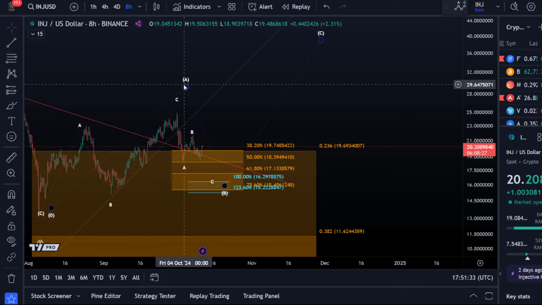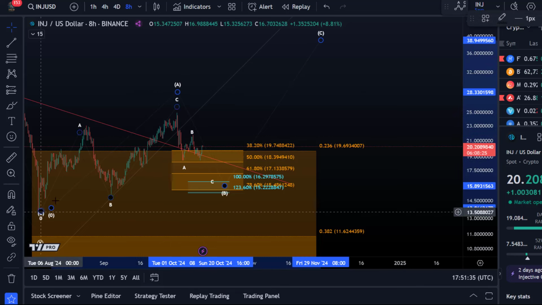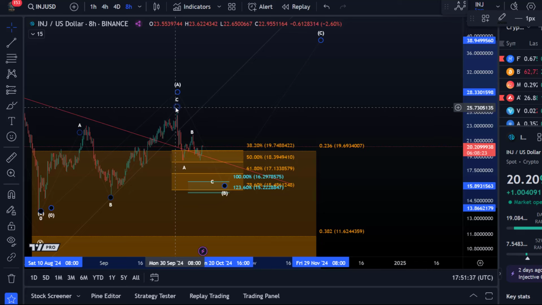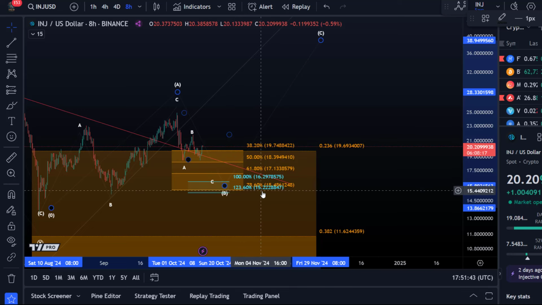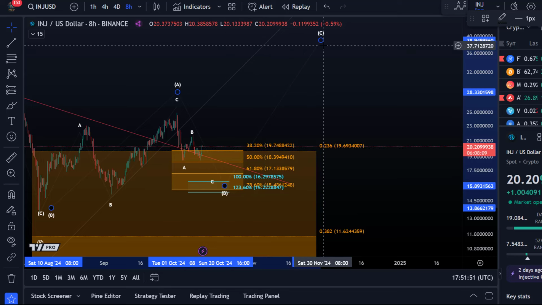Especially here, we can say that this ABC structure topped as an A wave. This here could be a B wave still in the making. The support area is located between $15.48 and $19.75 roughly. And then from there, a C wave rally to the upside could follow.